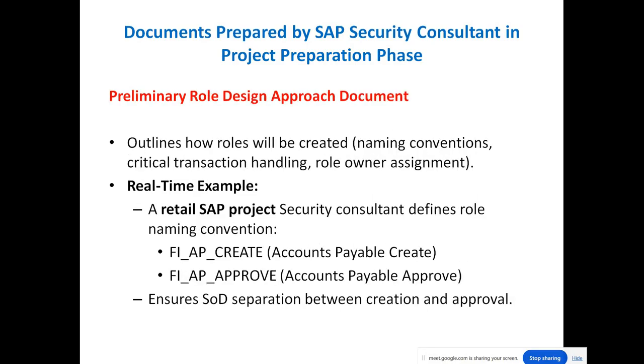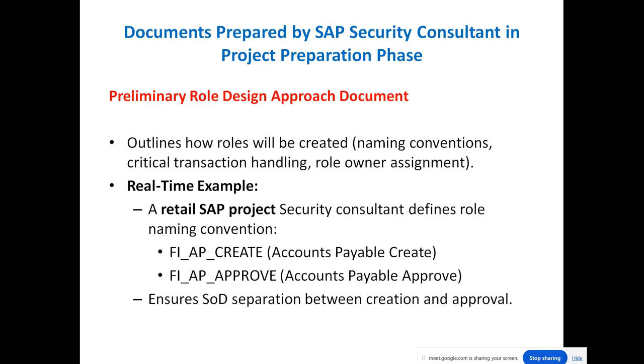Now, the second document is the preliminary role design approach document. What does it contain? It outlines how roles will be created. You will learn naming convention, because whenever we create any role we follow the naming convention, critical transaction handling, and role owner assignment. You will learn about these.